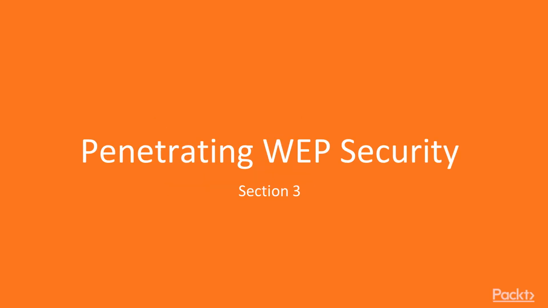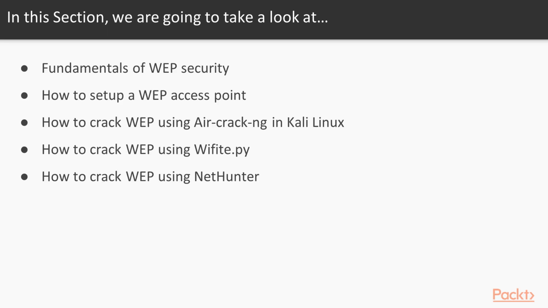Penetrating WEP Security, Section 3. In this section, we're going to take a look at the fundamentals of WEP security. We're going to talk about how to set up a WEP access point, and then we're going to crack it 3 different ways. We're going to first crack it using AirCrackNG and Kali Linux, then we're going to crack WEP using Wi-Fi Pi, and thirdly, we're going to crack it using NetHunter on our Android device.